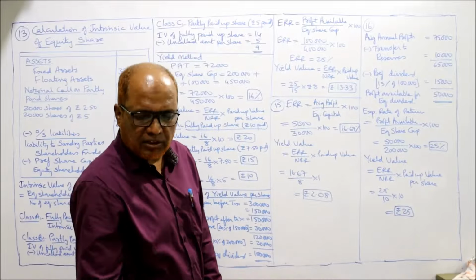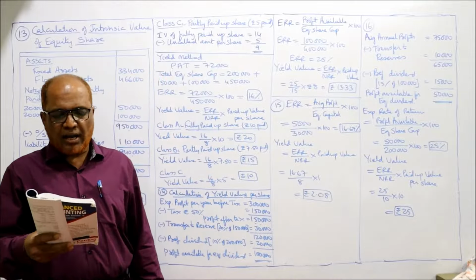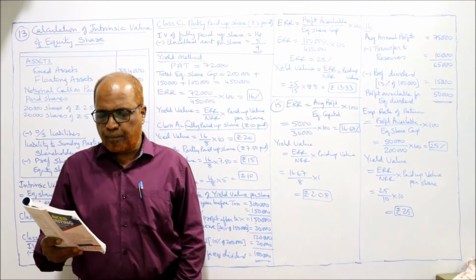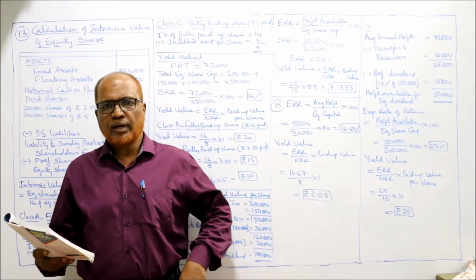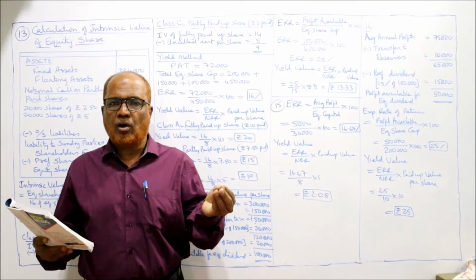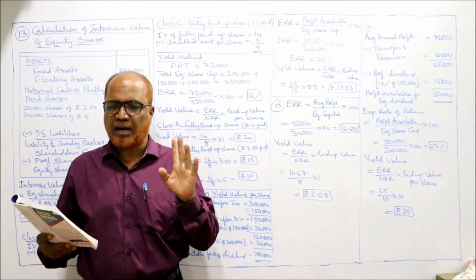Now we'll come to the 15th problem. R. Divakar holds 5,000 equity shares in Hindustan Limited, the paid up capital of which is 30,000 equity shares of 1 rupee each. So Divakar is a shareholder, he has 5,000 shares of Hindustan Limited, and Hindustan Limited has a total of 30,000 equity shares, 1 rupee per share.